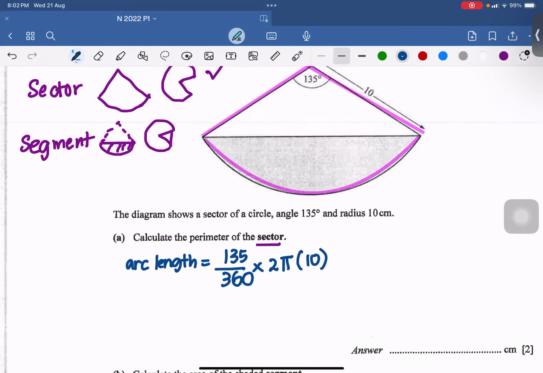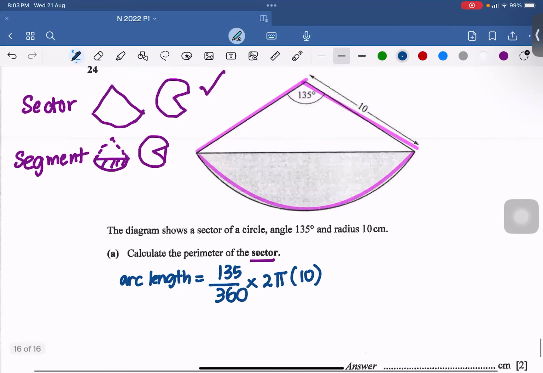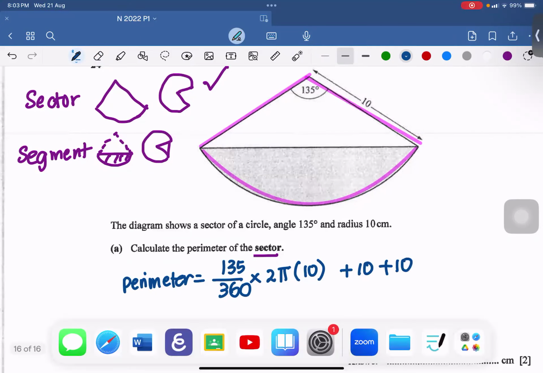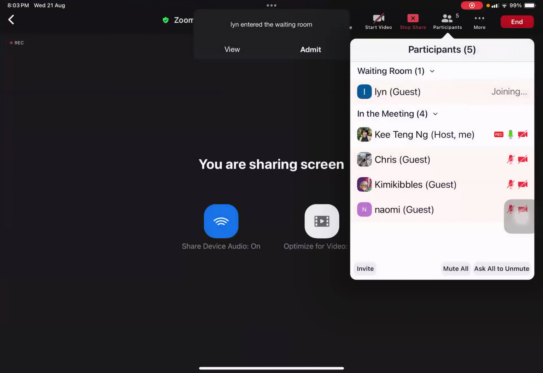But I need to add on the other 2 radius. Now, when I do my work, usually I don't like to write too many decimal places. So I'm going to cut short this. I'm going to find the perimeter directly. I'm going to add the 2 radius at the 2 sides directly. So I'm going to find the arc length plus the 2 radius directly.